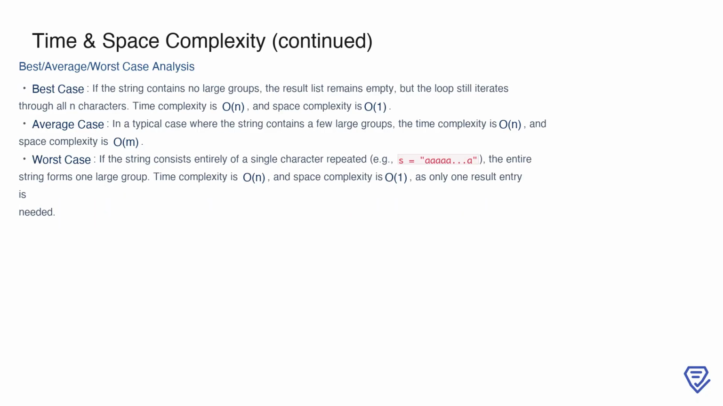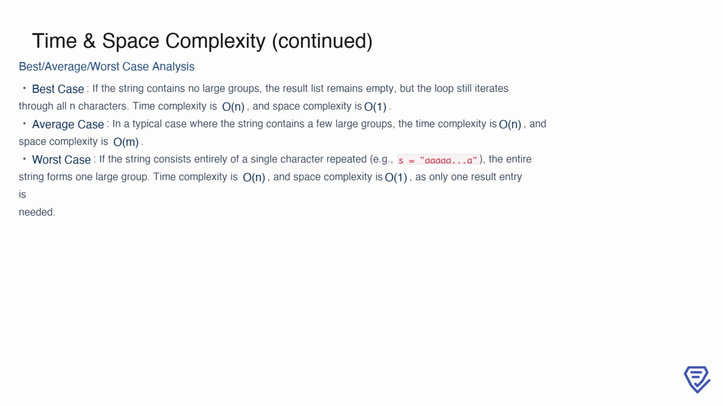In terms of best, average, and worst-case scenarios, the time complexity of this solution remains O(n) in all cases because the loop always iterates through the entire string. However, the space complexity can vary. In the best case, if the string contains no large groups, the result list remains empty, so space usage is O(1). In an average scenario, where the string contains a small number of large groups, the space complexity becomes O(m), where m is the number of large groups.